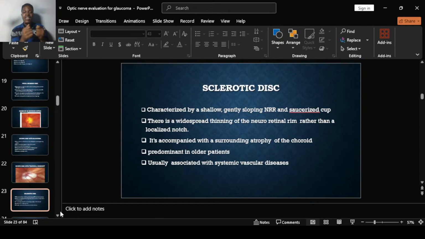So there is a thinning of the neuroretinal rim in all 4 quadrants, and it is accompanied with a surrounding atrophy of the choroid. We also see it more in older patients, and it is usually associated with systemic vascular diseases. This is why case history is very important, because in case history we get to know the systemic condition of the patient before we delve into the ocular condition of the patient.